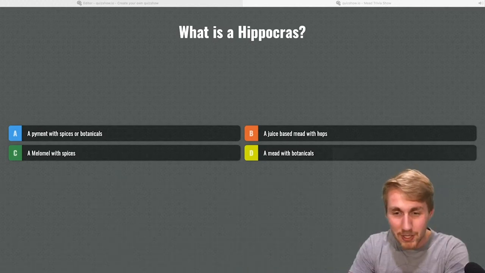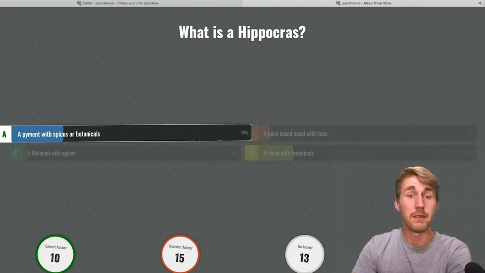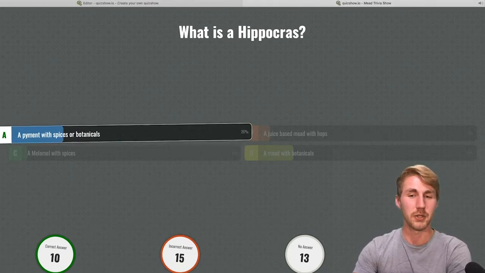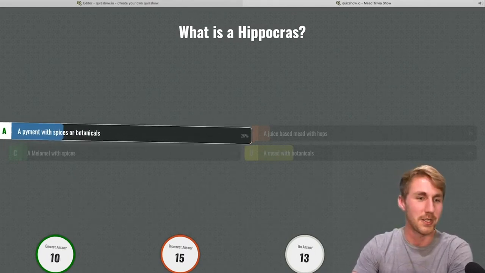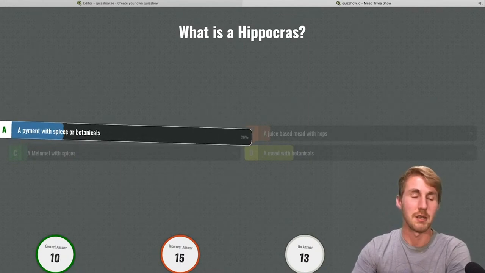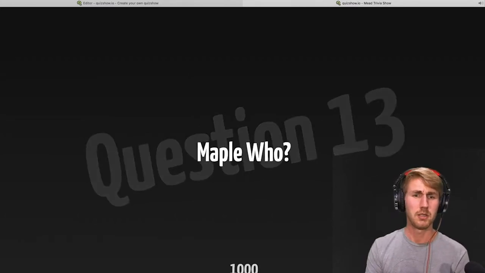Tricky. A hypocras is a piment with spices or botanicals. Ooh, I tricked some of y'all. I said a mead with botanicals, and that got some of you guys. It's a piment.